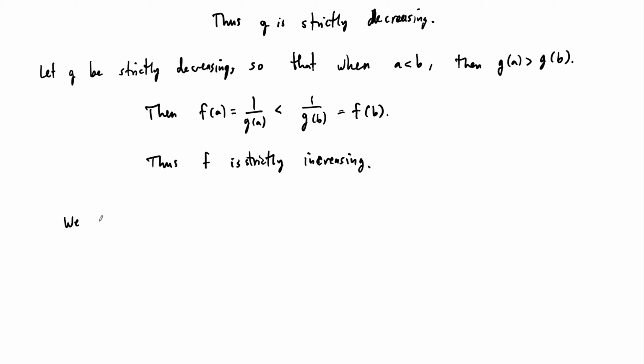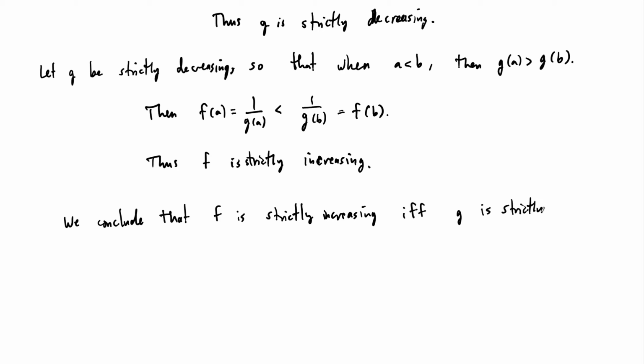At this point we should just conclude the entire proof. We conclude that f is strictly increasing if and only if g is strictly decreasing. And that concludes our proof.